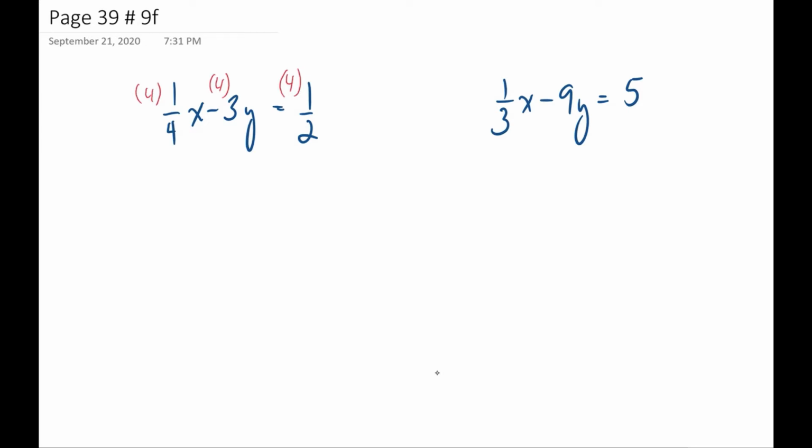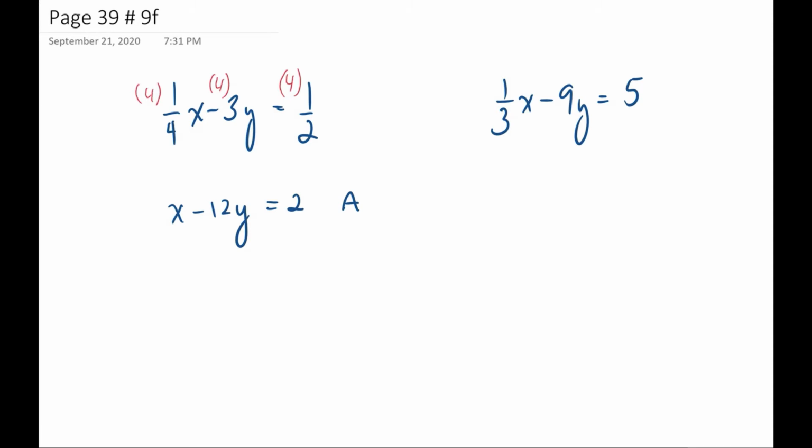So if you take 1/4 of 4, that means we're going to have 1x. We do 4 times 3, that's going to give me 12y's. And half of 4 is going to give me 2. That is what I'm going to call equation A.